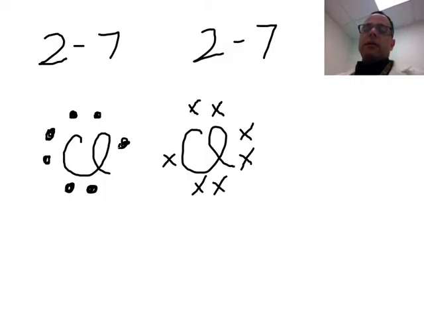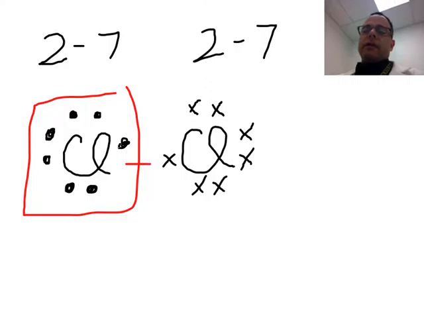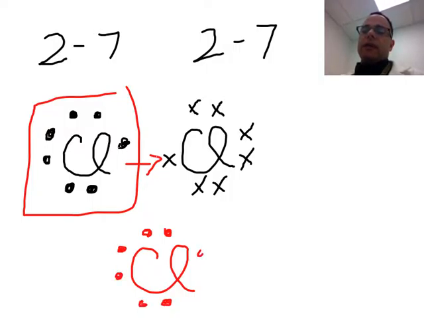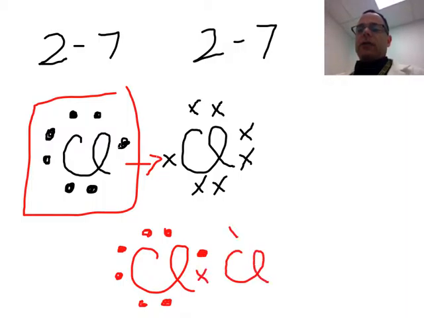And if you notice here, if we actually slid these into each other, so if we took this and slid it into there, it would look like this. So here are the 7 dots for the outermost electrons for that one chlorine, and here it is for the other one.